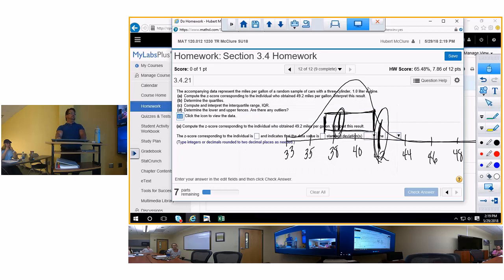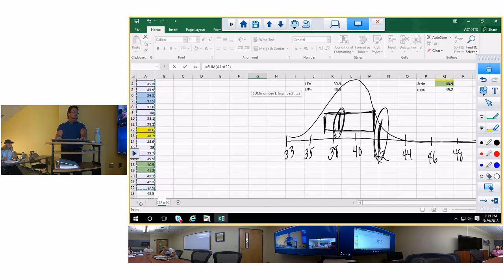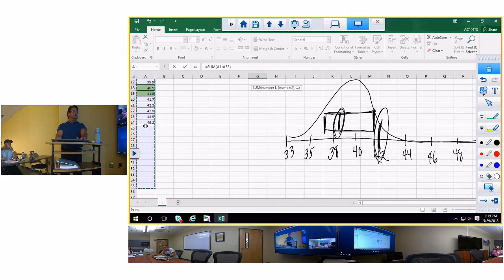Now what is this going to ask? Z-score corresponding to the individual who obtained 49.2. Okay, they want you to find the Z-score. So go ahead and type in the Z-score. What's the mean? We got to find the mean. Hold on. Let's go find the mean. And we're going to have to find the standard deviation too, because they're asking for the Z-score. So mean is equal to the summation of all these divided by, how many did we say it was? 24. And I'm going to skip some steps here.